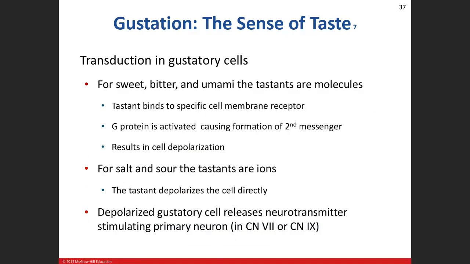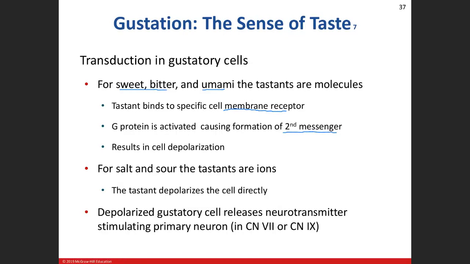All right. So for these following tastants, for sweet, bitter, and umami, the tastants are actually going to involve a secondary messenger. If you recall, we briefly talked about a secondary messenger system when we talked about olfaction. So basically what we're going to see is that tastant, that molecule, is going to be floating along in the saliva, comes in contact with the gustatory cell, and it's going to stimulate a membrane receptor on that cell. But that tastant never enters into the cell. It stays on the outside.